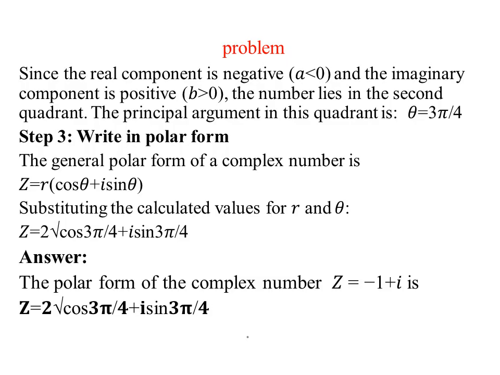Therefore, the polar form of the complex number is z is equal to r into (cos theta plus i sin theta). Substituting the calculated values for r and theta, we have z is equal to root 2 (cos 3 pi by 4 plus i sin 3 pi by 4). Therefore, the polar form of the complex number minus 1 plus i is z is equal to root 2 (cos 3 pi by 4 plus i sin 3 pi by 4).